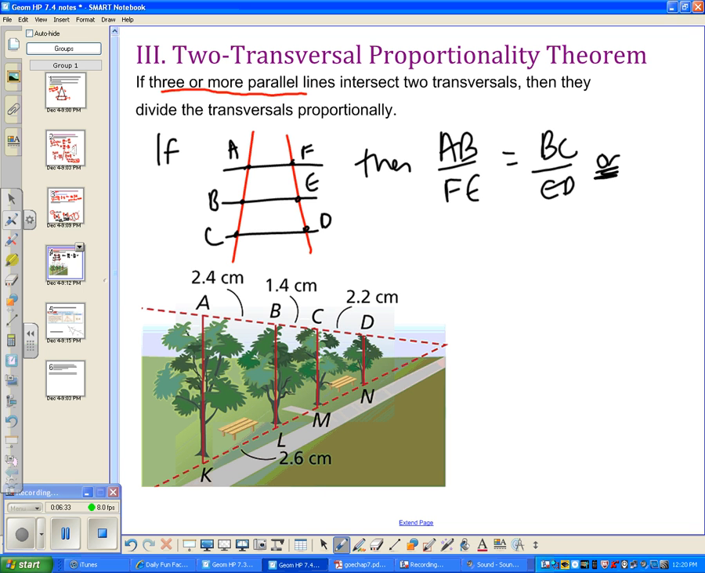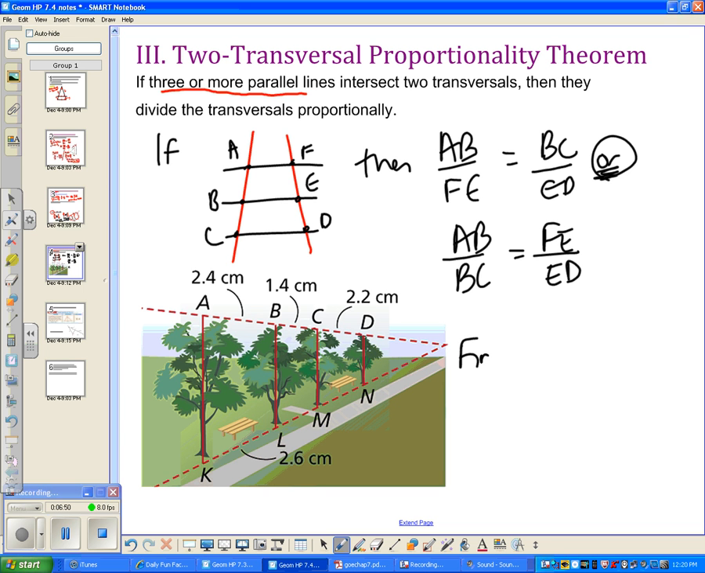Or you could say AB over BC is going to be proportional to this side, FE over ED. Again, we're not saying that they're congruent, we're saying that they're proportional, they're similar. Okay, so how can that help us?